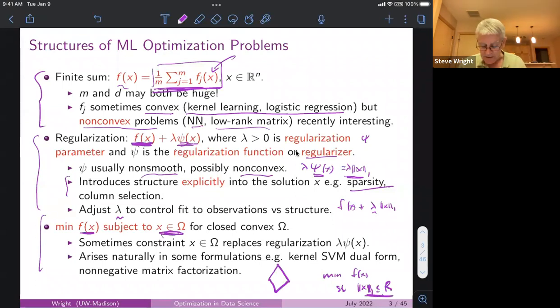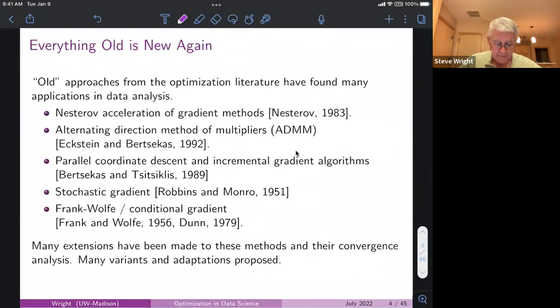which sort of captures this behavior. So in other words, this last form of the problem is kind of an alternative to the second form, the regularization form, that's often useful in practice.